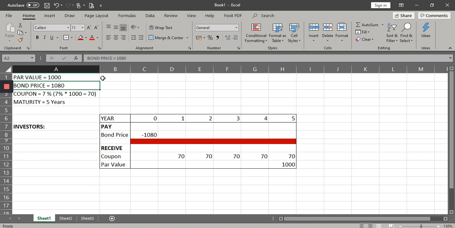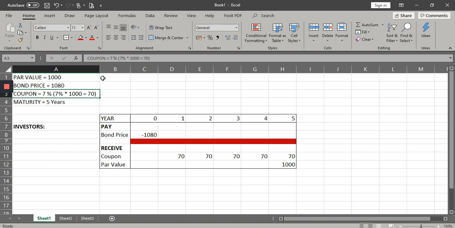Then we have coupon. If the question or scenario states 7%, that means 7% of the par value, which equals 1,000. So 7% of 1,000 equals 70. Coupon means the real interest you will pay to the bondholders.